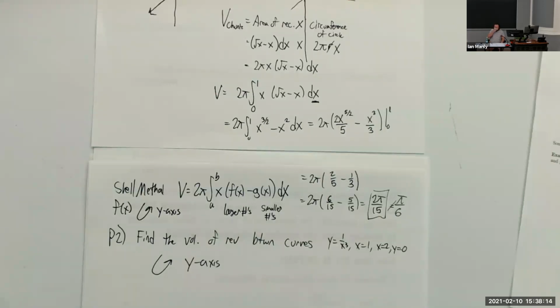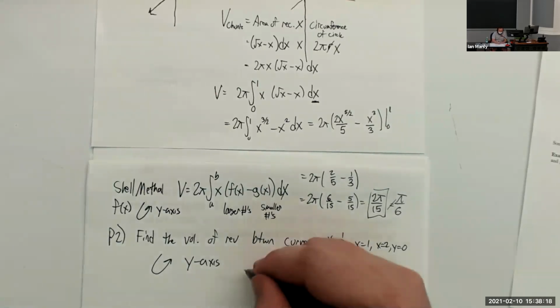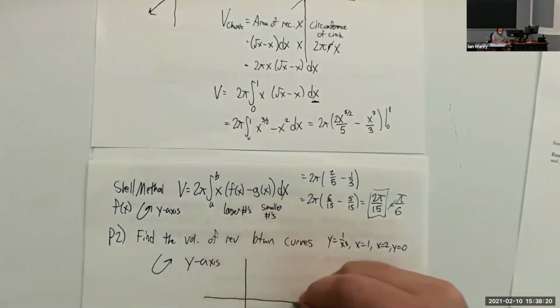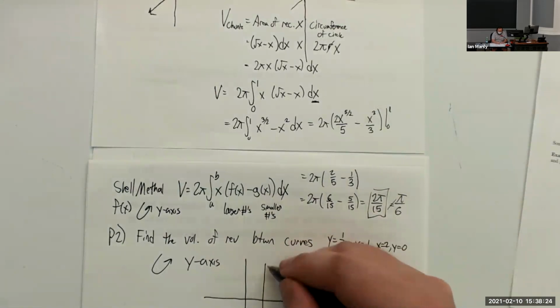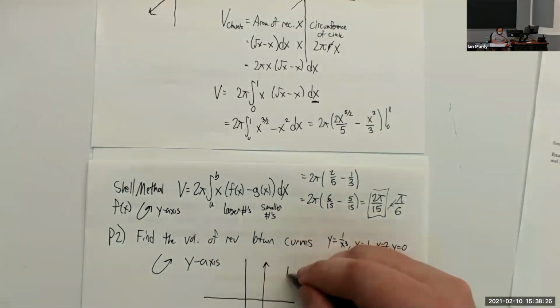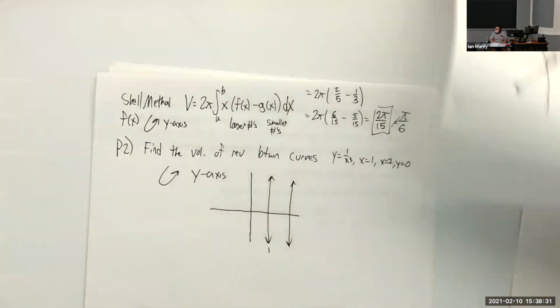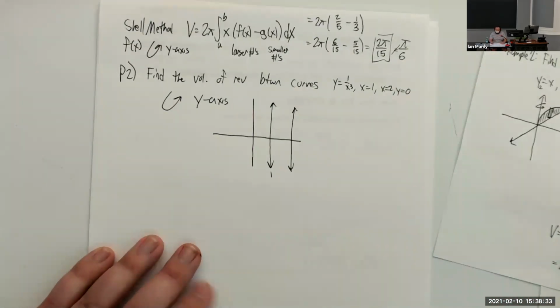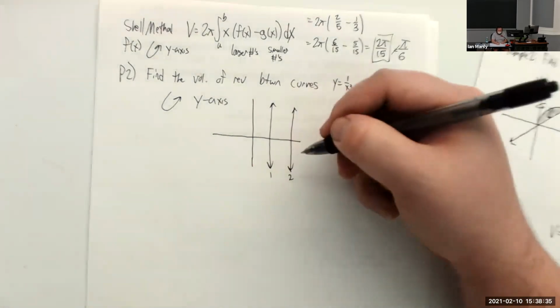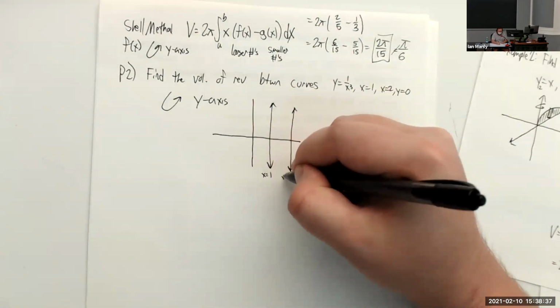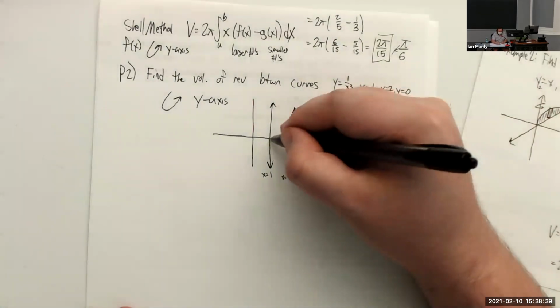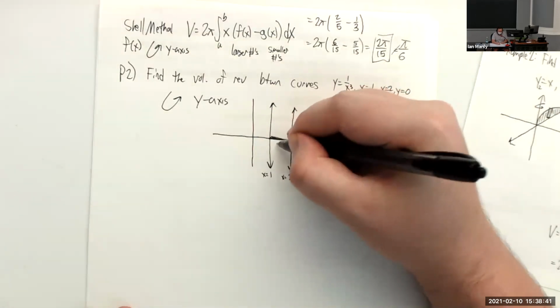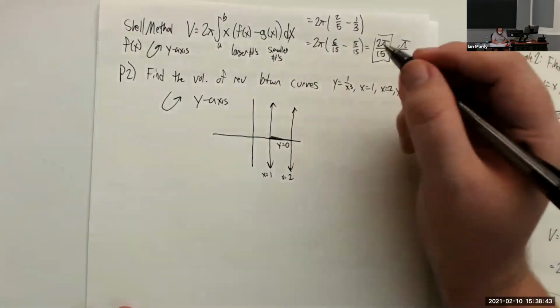All right, let's take a look at this. So first of all, we want to draw the curves. So let's see, x equals 1. Maybe we could say that's right here. And then x equals 2. We got those. And then y equals 0 right here. And then 1 over x cubed.